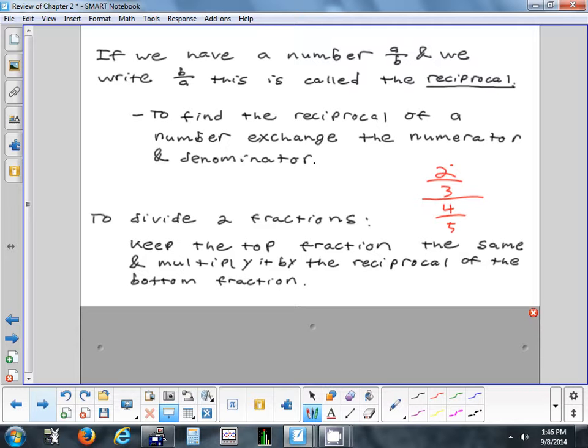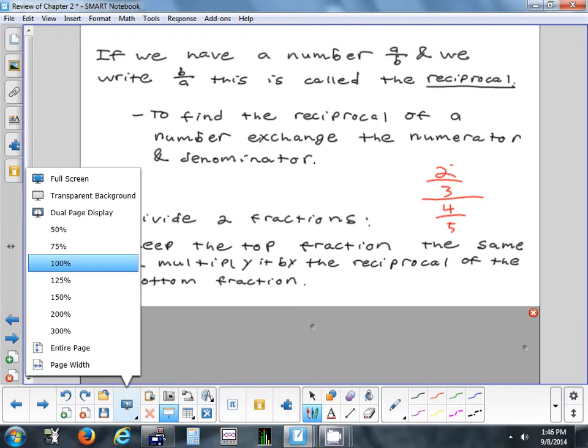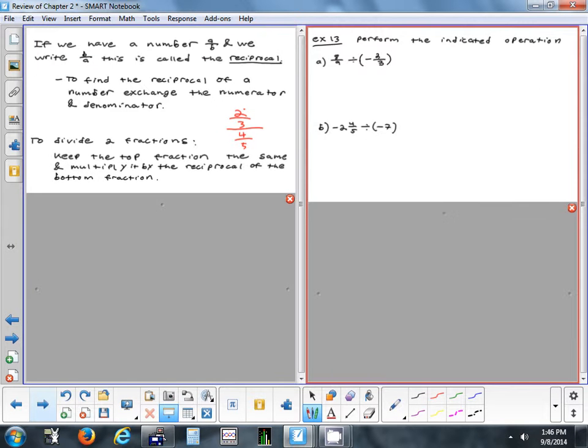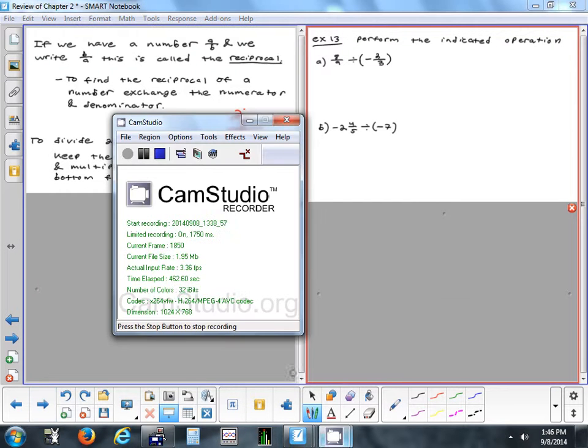Any questions before we have you try a couple with division on your own? In fact, I'll leave the steps up there and I'll give you a couple examples. So I'm going to have you try these two on your own.